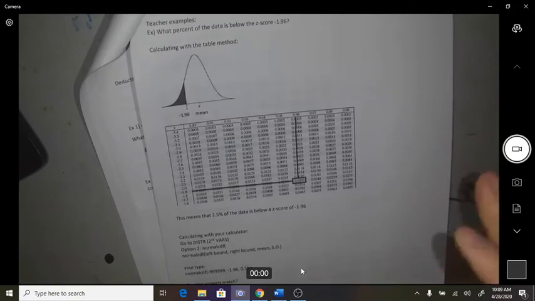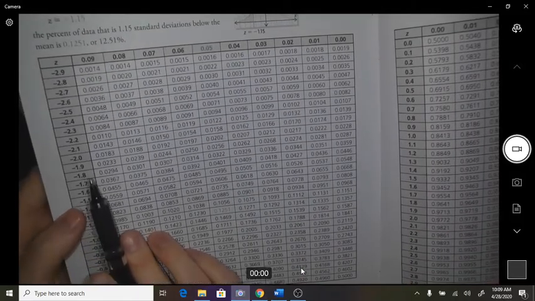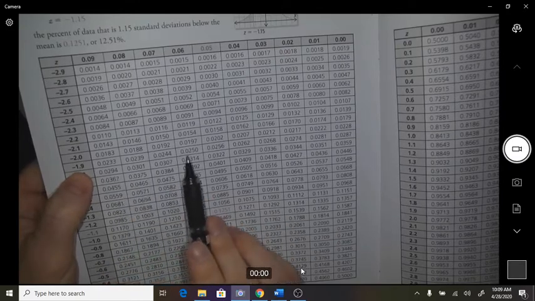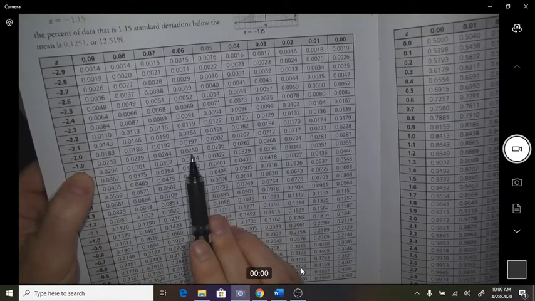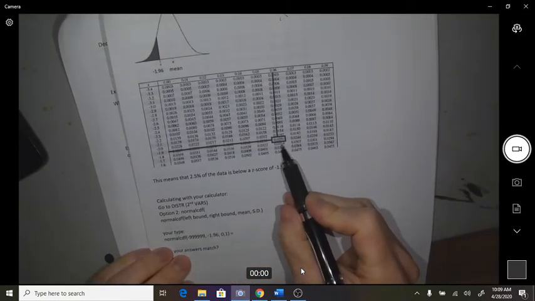So I'm going to show you two methods here. Method one is by hand. Okay, so in this method you would go to a chart. Okay, and you would look for negative 1.9 and go over to the 6. So right there, you can see that it's 0.0250. Okay, so that's what we have found. So that means that 2.5% of the data is below that.